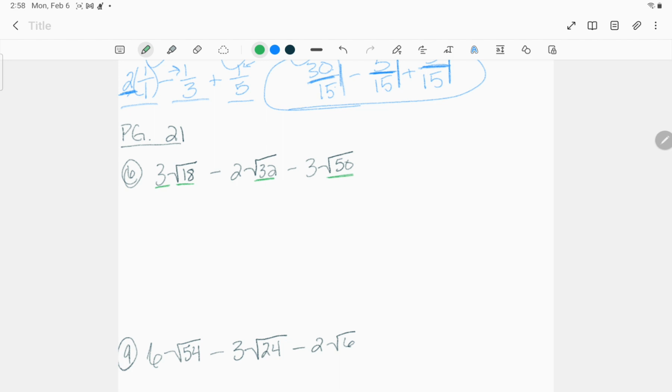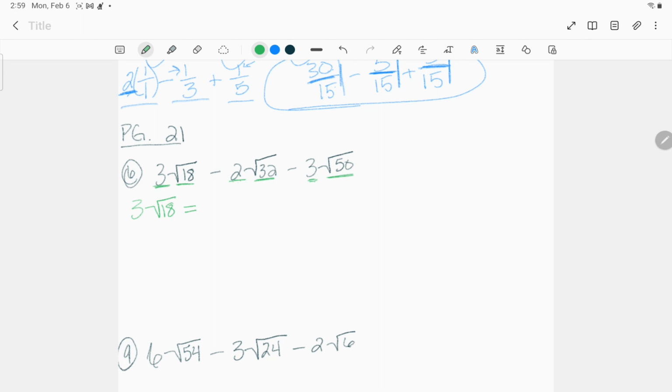Also remember that this is 3 times the square root of 18, 2 times the square root of 32, and 3 times the square root of 50. So anything that you bring out, anything that you get the square root of, has to be multiplied by 3, or by 2, or by that 3, okay? So we're going to start with the first one, 3 times the square root of 18.